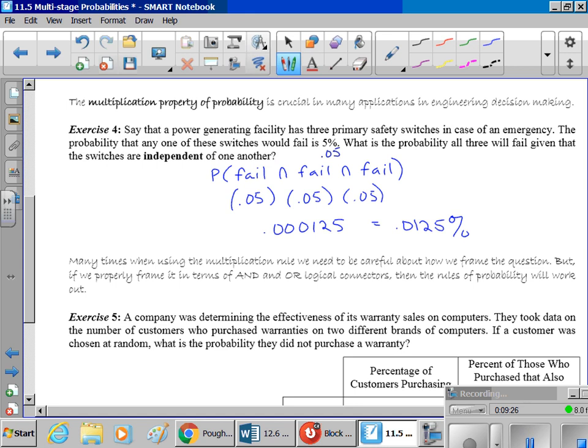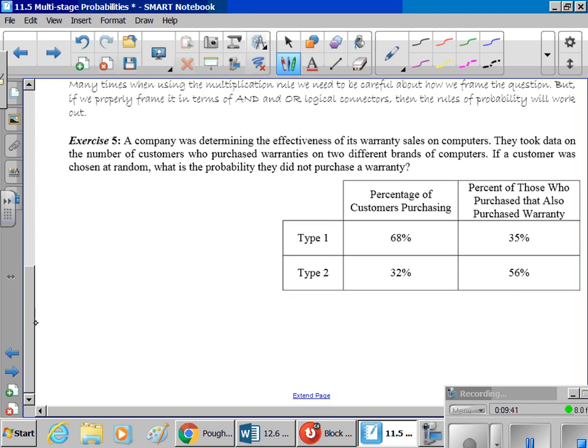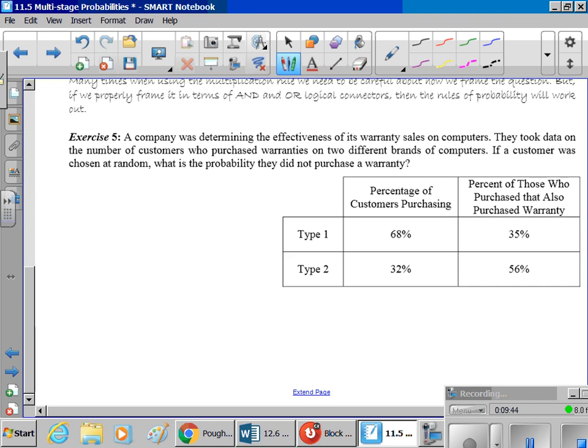So many times when using the multiplication rule, we need to be careful about how we frame the question. But if we properly frame it in terms of and or logical connectors, then the rules of probability will work out. So let's take a look at exercise 5, which is our last exercise of the lesson. A company was determining the effectiveness of its warranty sales on computers. They took data on the number of customers who purchased warranties on 2 different brands of computers. We'll call them type 1 and type 2. If a customer was chosen at random, what is the probability they did not choose a warranty?